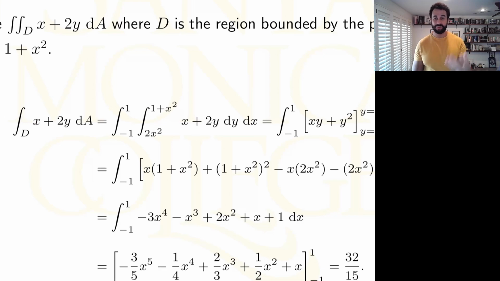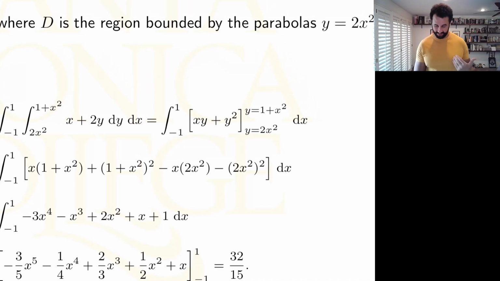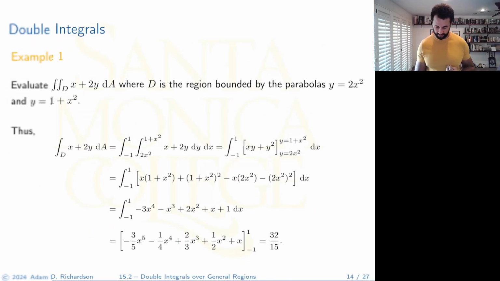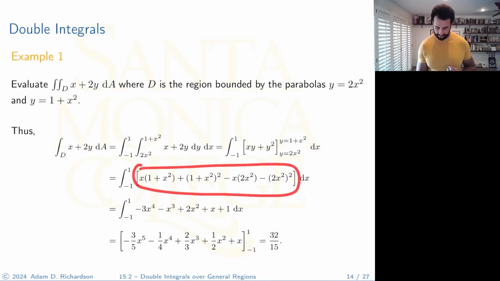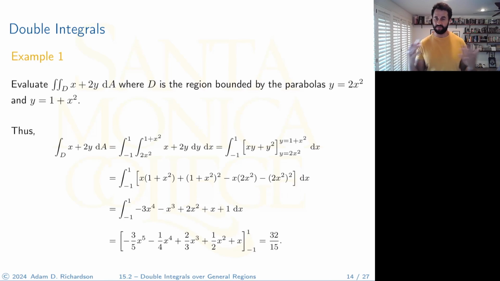Apply FTC2. Evaluate at the upper and lower bound. Take the difference. See, here we go. Here's FTC2. A little tip, I recommend that you start labeling things with the proper variables. So here, y is going between 1 plus x squared and 2x squared. And then the result should only involve x's, and then we will integrate with respect to x. So once we apply FTC2 here, we get, let me zoom out a bit, we get this. And then we can simplify. So there's a simplification process, right?